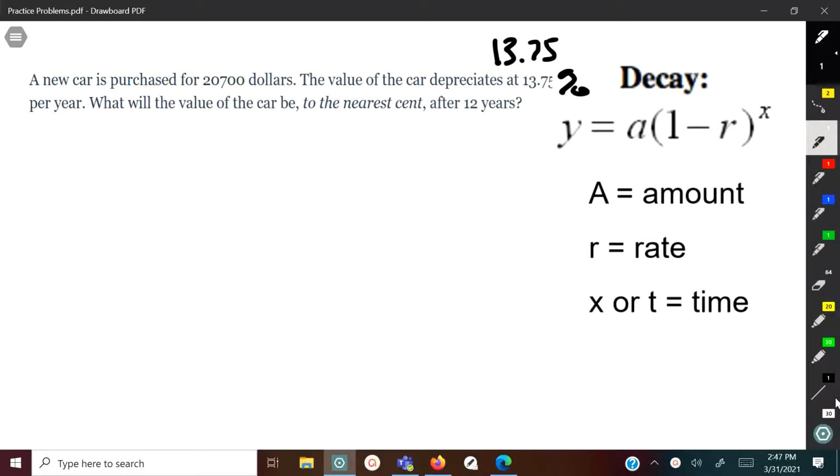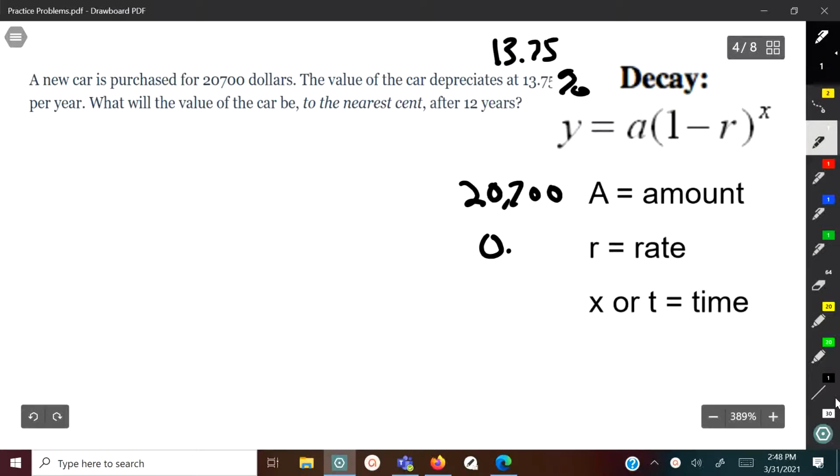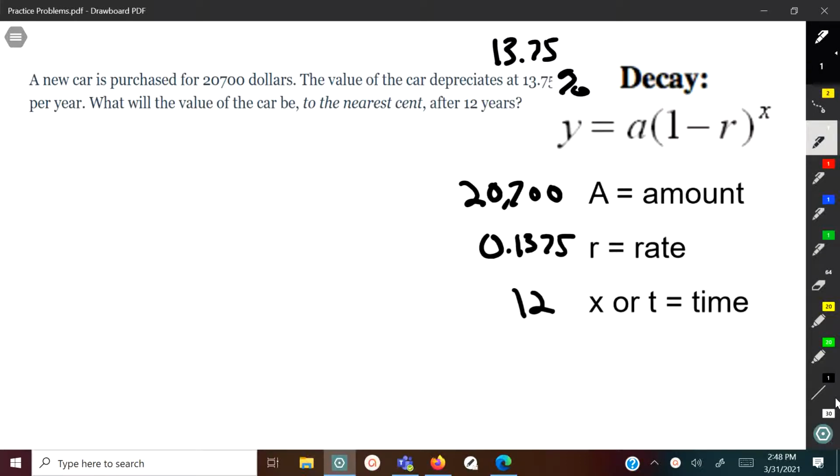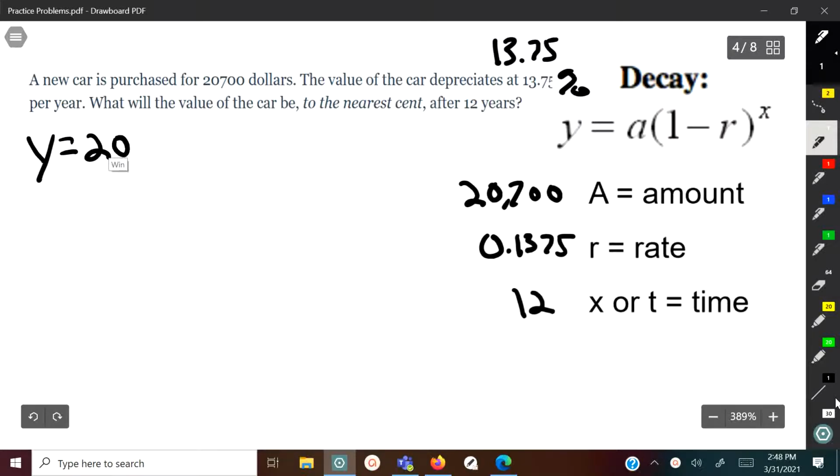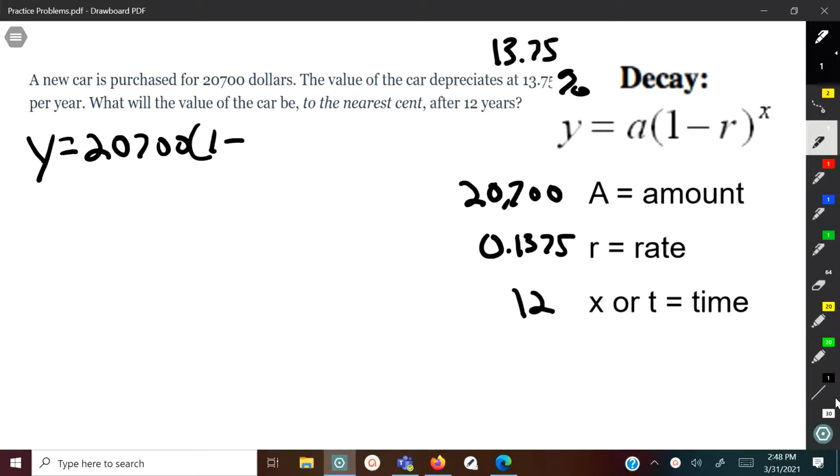Okay, so since this is decay, everything's the same except we're going to have this minus in here. Okay, but everything's done exactly the same way. You find the initial amount, 20,700. Okay, the rate 13.75. We're going to move that decimal 2 places, so it's 0.1375, and then 12 years. Okay, now we're going to plug that into the formula. Y is equal to A, 20700 times 1 minus R. Take the R out, put the rate in, and the rate is 0.1375, close parentheses, and raise it to 12.